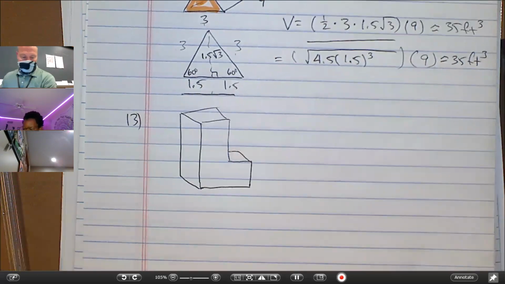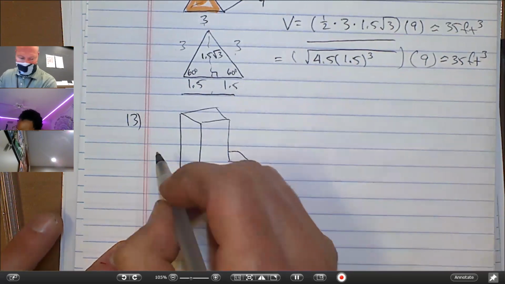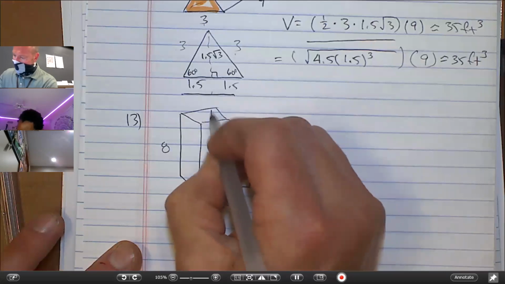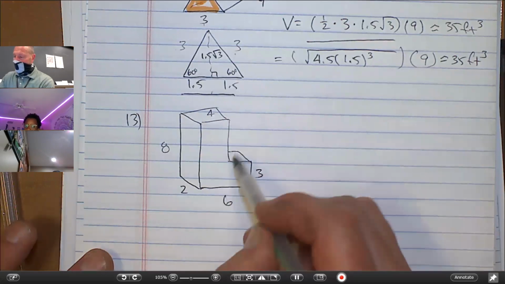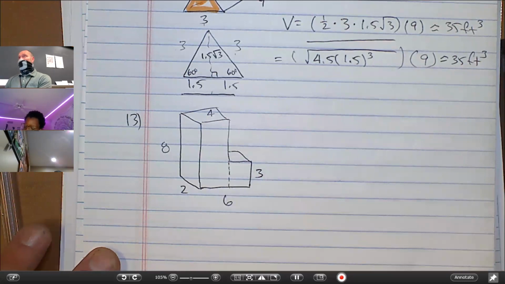All right, there's my drawing. I'm just putting the units down here: 6, 2, 8, 4. Basically, I think all of us could find the volume of one of these rectangular prisms. So we just have to break it up and say, okay, we've got 2 rectangular prisms. We're going to add the volumes of the 2 together.